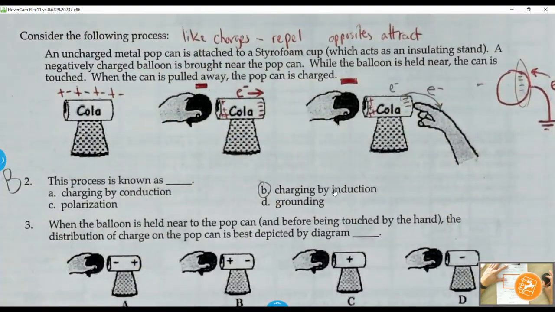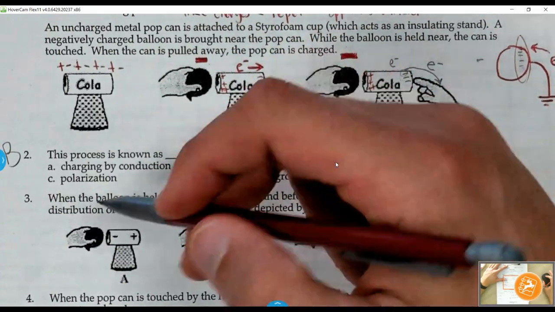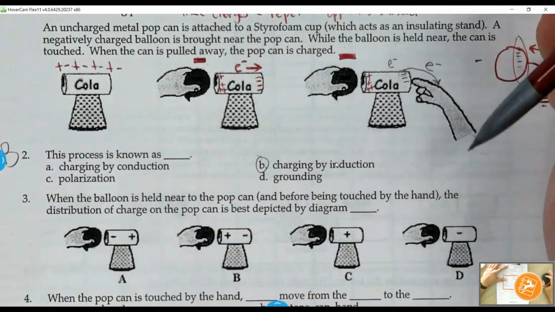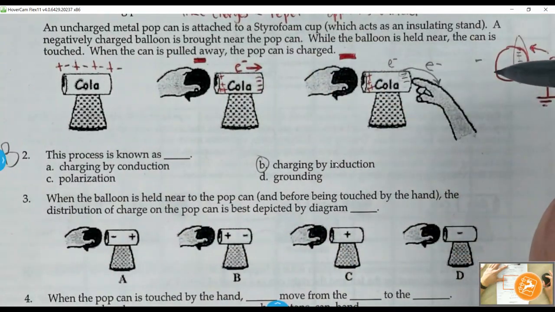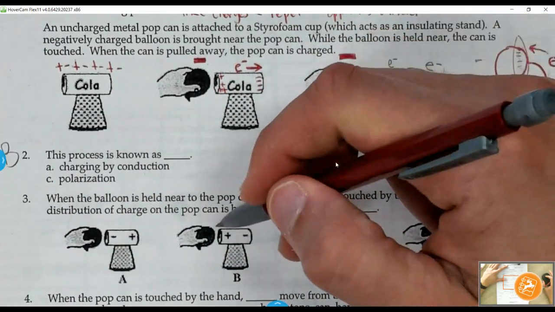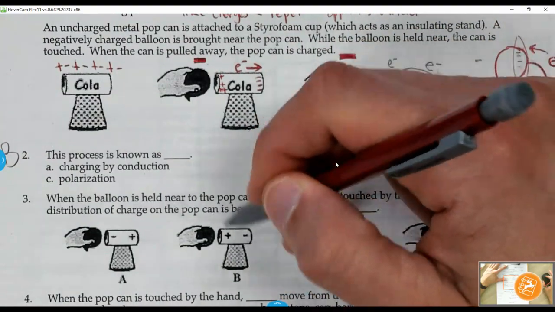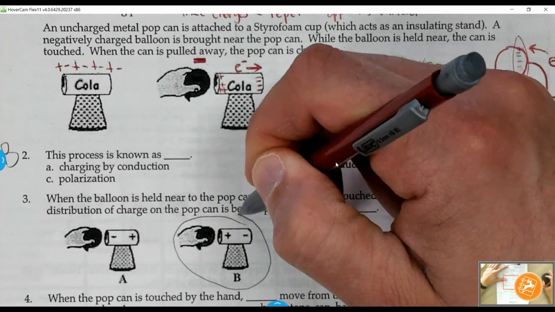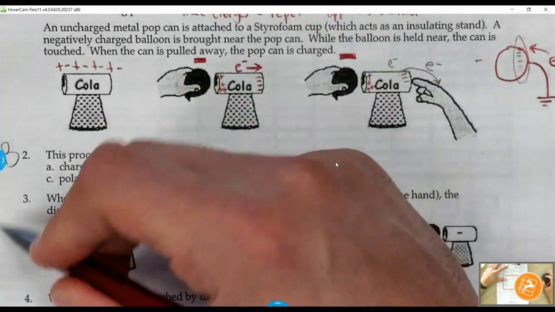When the balloon was first held near the soda can, a neutral can, remember that this is negative. This balloon is negative. So how did the charges move? They went to the other side, right? The negatives went to the opposite end, so we're looking at B.